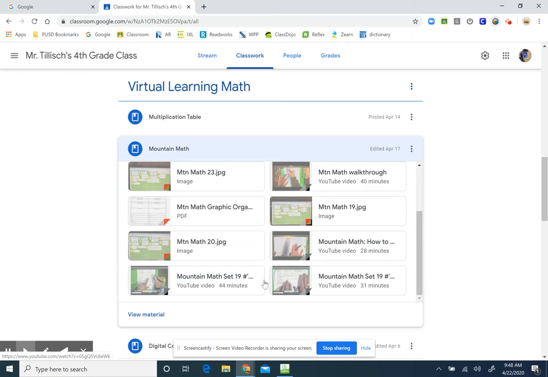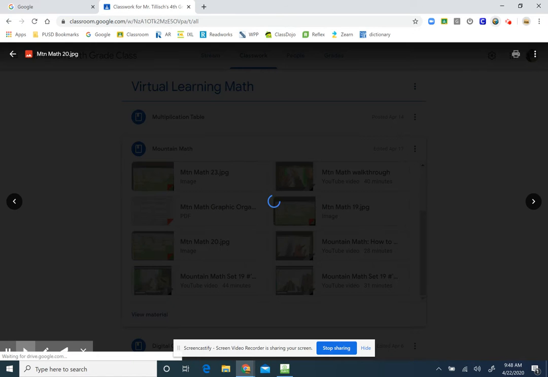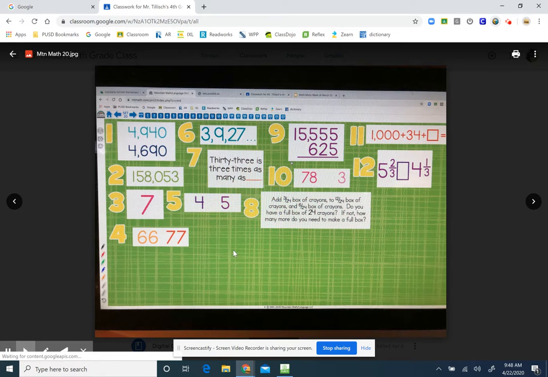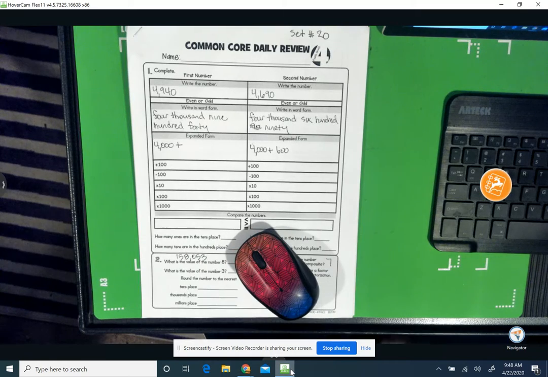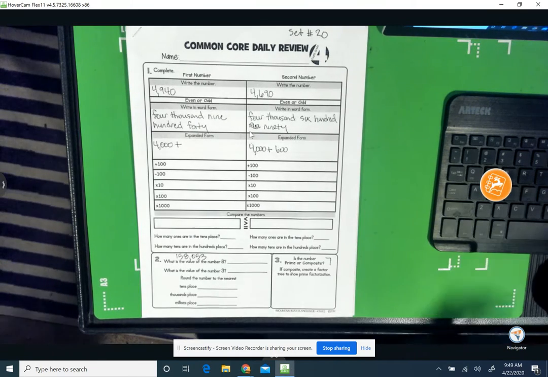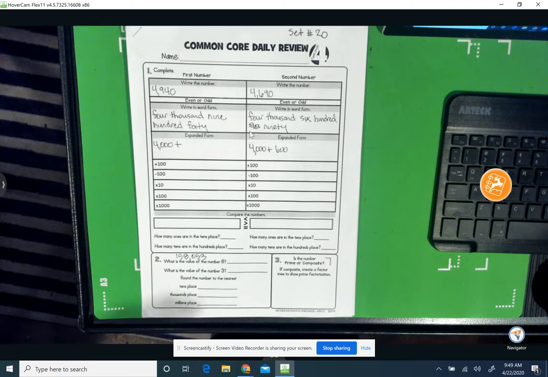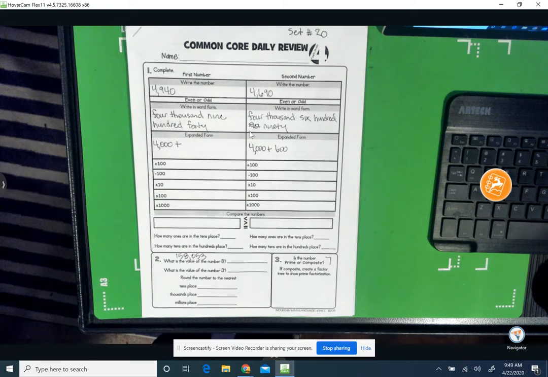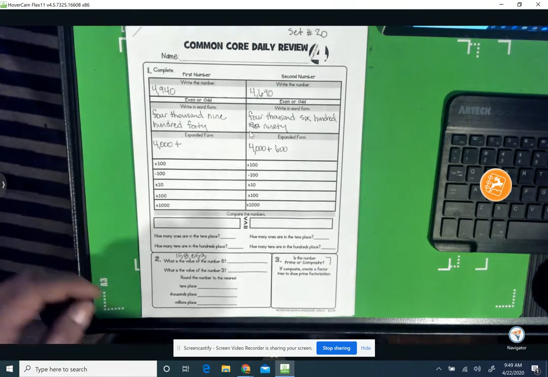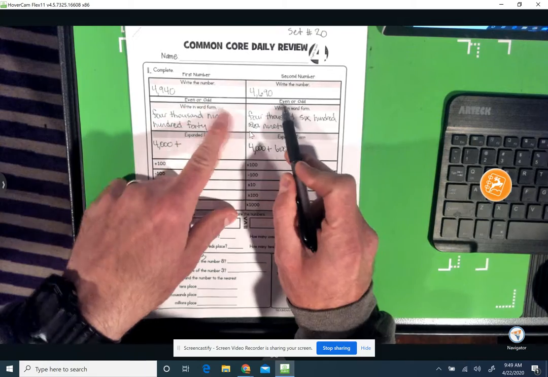Okay, so let's get started on Mountain Math Set number 20. I have already gone through and plugged in my numbers. I'm opening up my numbers here just to show you that they are located here. 1 through 12. All right, so now that I've got all these numbers copied in, I am ready to go. So here is my Mountain Math graphic organizer, and we will start with number 1 today. Our numbers are 4,940 and 4,690 for number 1.